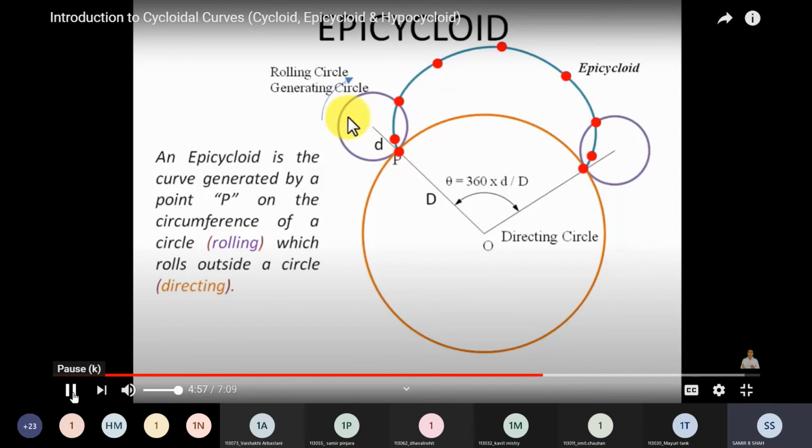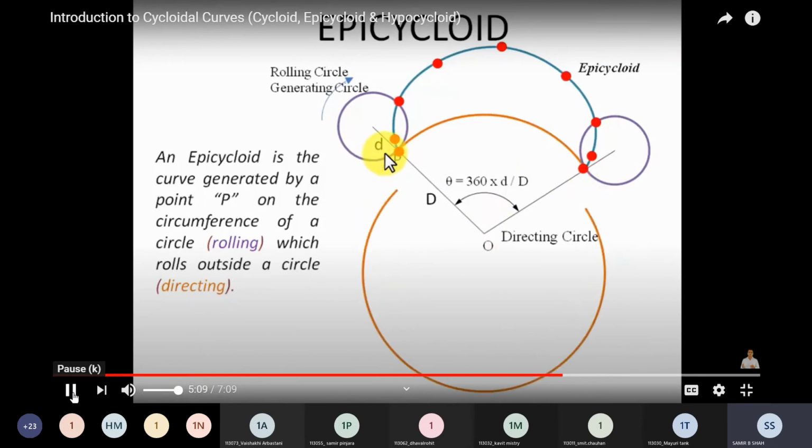Remember, epicycloid: the rolling circle is rolling outside the directing circle in the clockwise sense. As far as drawing is concerned, you're going to have to make only this portion. Okay, so this much portion has to be eliminated, something like this. All right, so whenever you're making an epicycloid, you need to make only this portion. That's it. Now let's move towards hypocycloid.